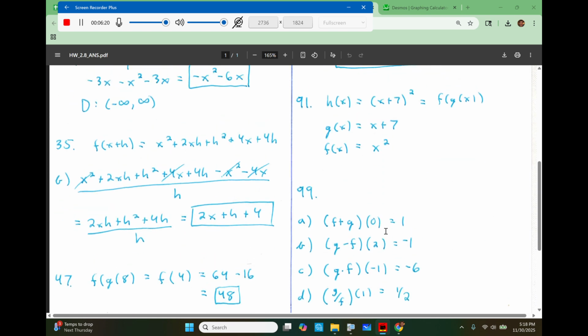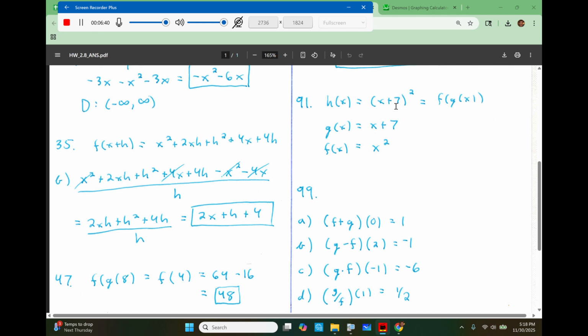Check 91. Okay, find two functions. So we're going to decompose this 91 here. We know our final function is x plus 7 squared. So I'm going to rewrite this as f of g of x. So it's like, okay, what's the inner function and what's the outer function, where if I compose them, I'll create this.